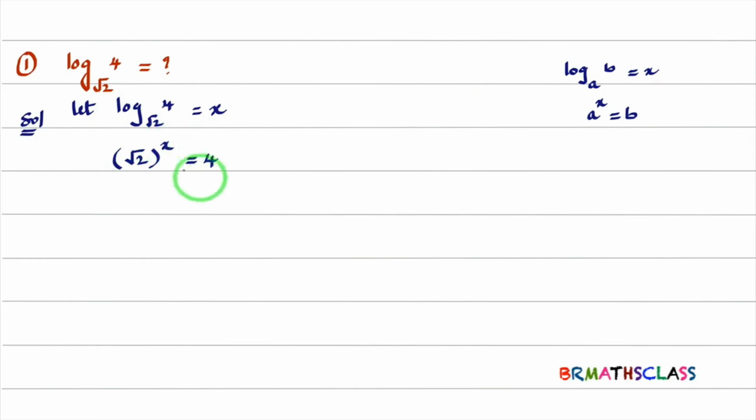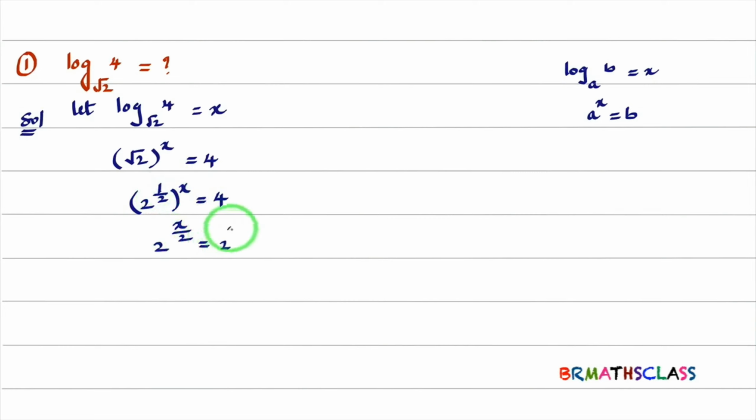Our intention is we want to find x value. You see here root 2 can be written as 2 power 1 by 2. 2 power 1 by 2 whole power x equal to 4. It looks like a power m whole power n. What is the formula for a power m whole power n? A power mn. So 2 power 1 by 2 into x. 1 by 2 into x is nothing but x by 2 equal to 4.